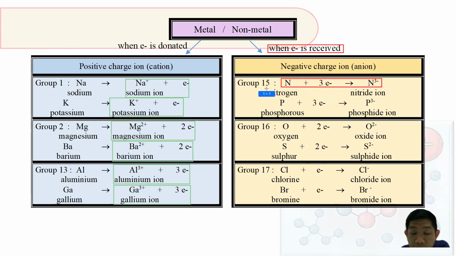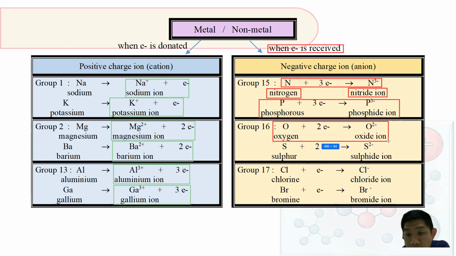Okay, so note that there is a change in name from nitrogen to become nitride ion. Phosphorus, when it accepted 3 electrons, will form phosphide ion, P3-. Whereas in group 16, you have oxygen. Oxygen receives 2 electrons to form oxide ions. Sulfur accepted 2 electrons to form sulfide ions.